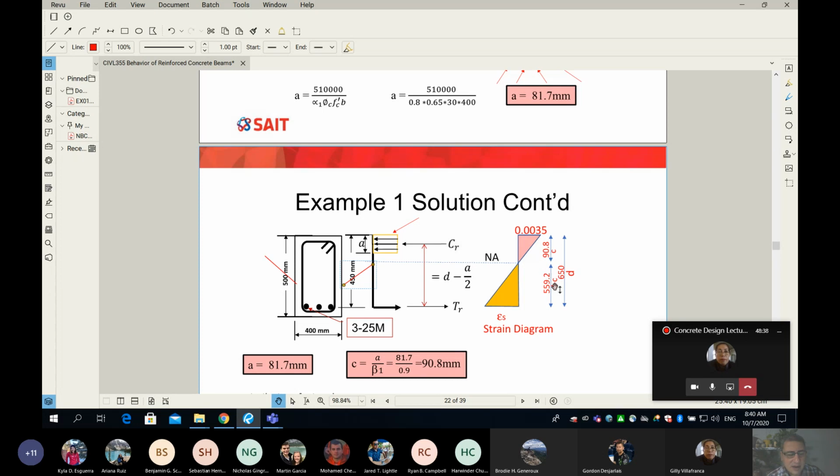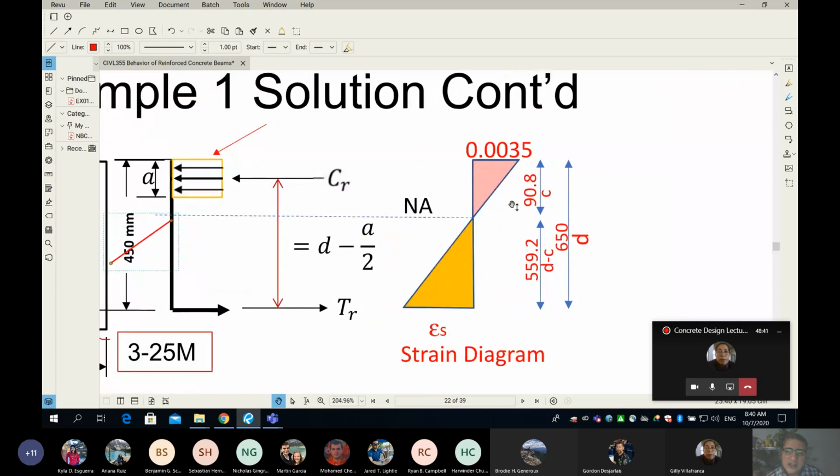Now, you can see in my diagram here, I'm going to zoom in. So here is my strain diagram. C is 90.8, and because d is equal to 650, whatever is left from 650 will be the base of the other triangle. From this point to this point is 90.8, and the effective depth of your beam to the center of the rebar is 650. So from this point to this point is simply 650 minus 90.8, which is d minus c.